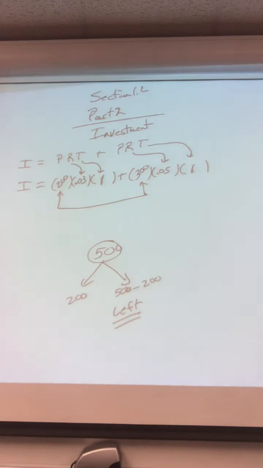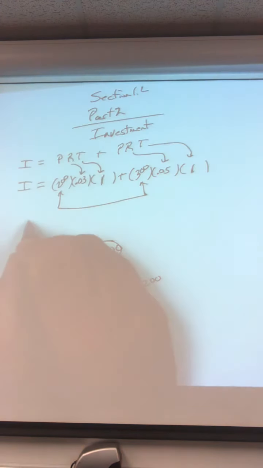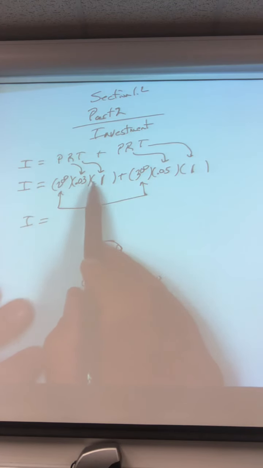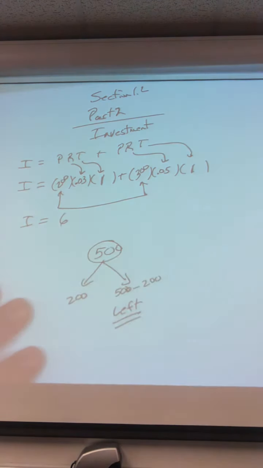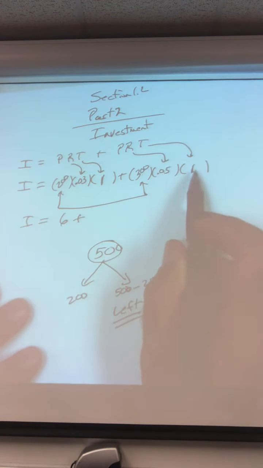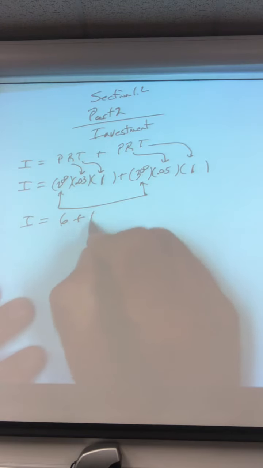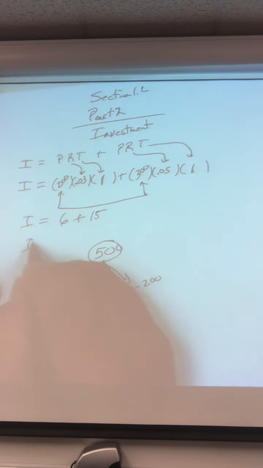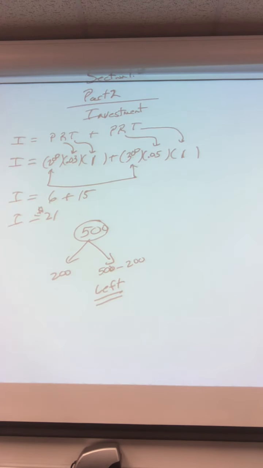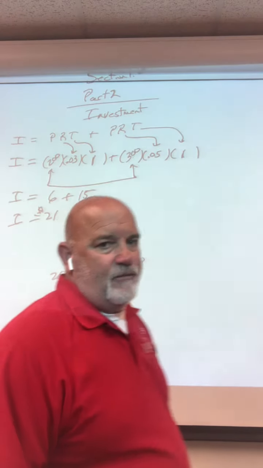Okay, now take your calculator to finish working this problem. If you take 200 times 0.03 times 1, you get 6. Plus, if you take 300 times 0.05 times 1, you get 15. And then if you add those together, $21. So David made $21 from those two investments.